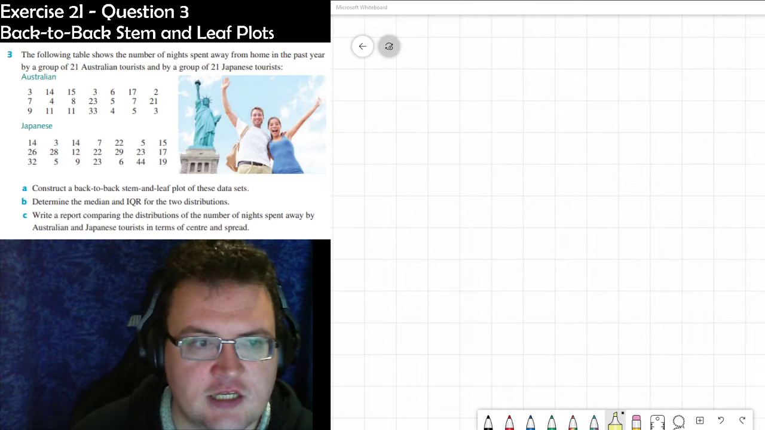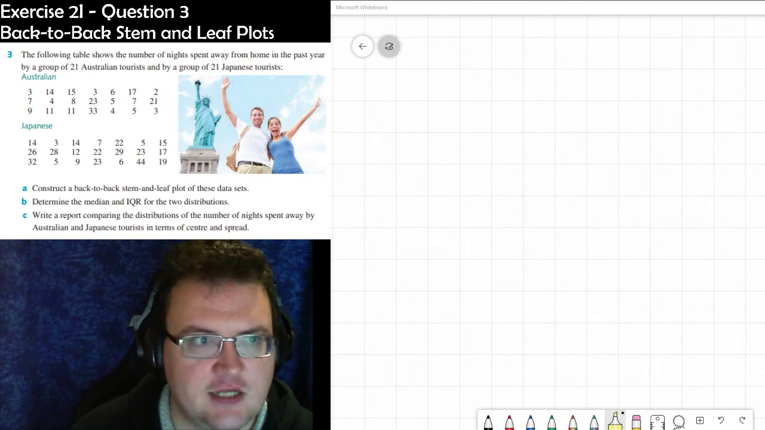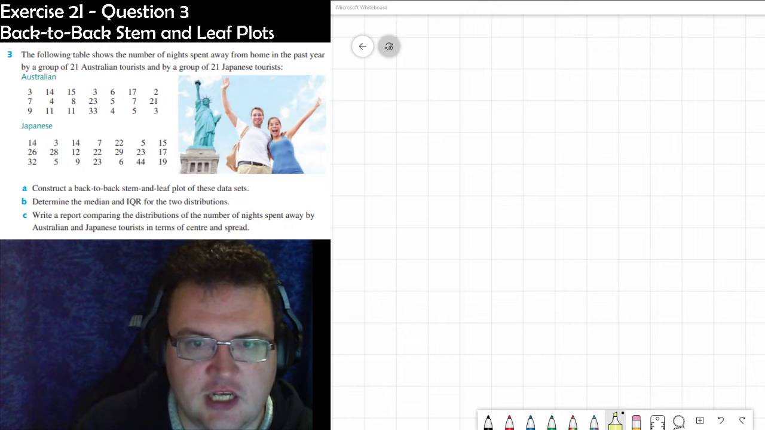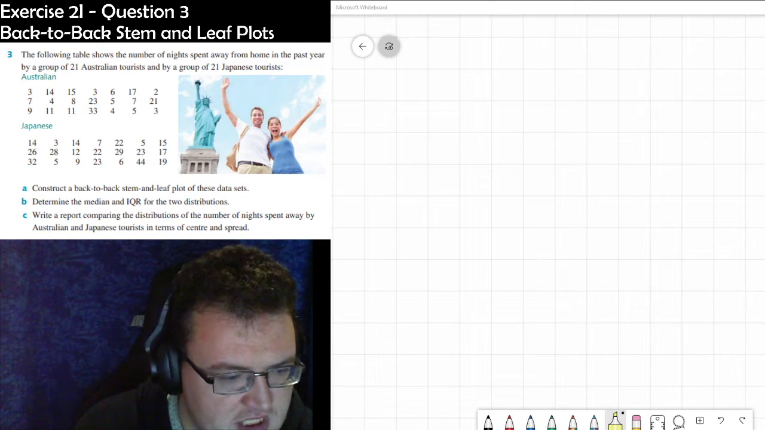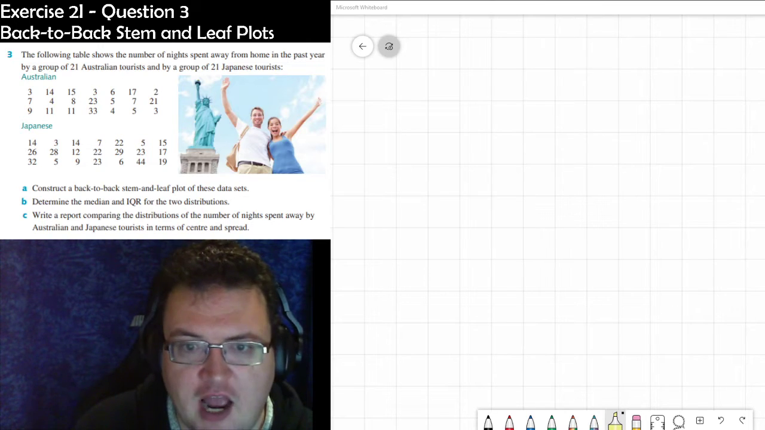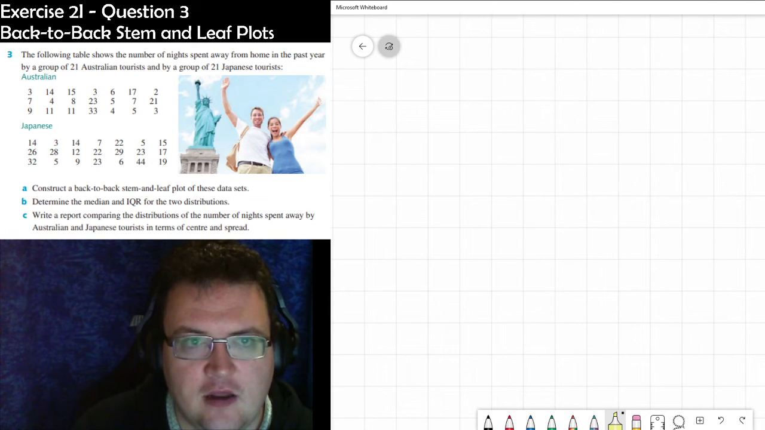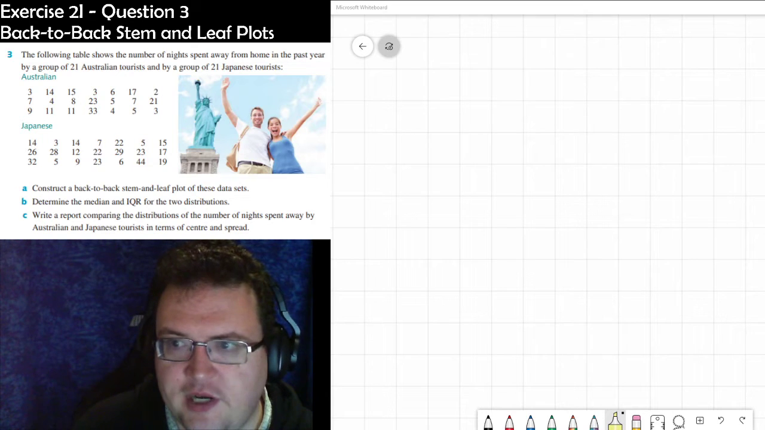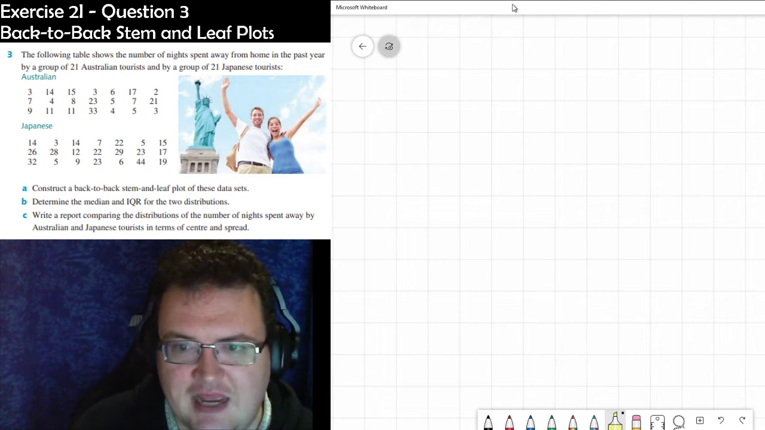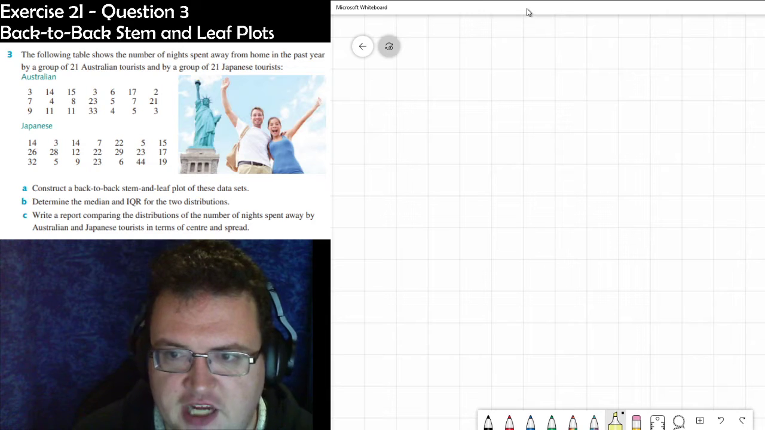Good afternoon, and today what we are looking at are back-to-back stem and leaf plots. As you can see here, the question has 21 pieces of data from two different groups, the Australian and Japanese tourists, and what the data is comparing are the number of nights they spent away from home in the last year. The question asks us to construct a back-to-back stem and leaf plot for each of these data sets.